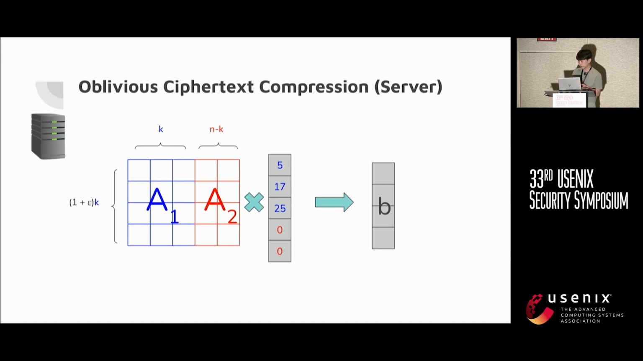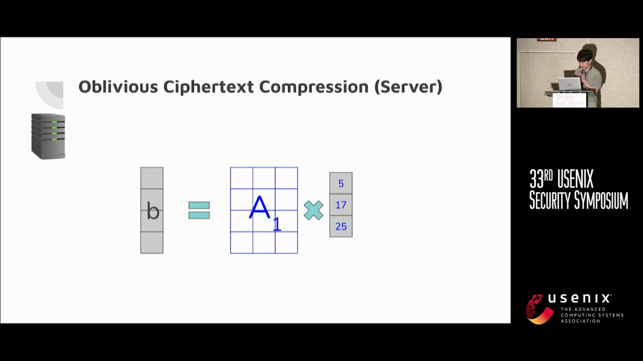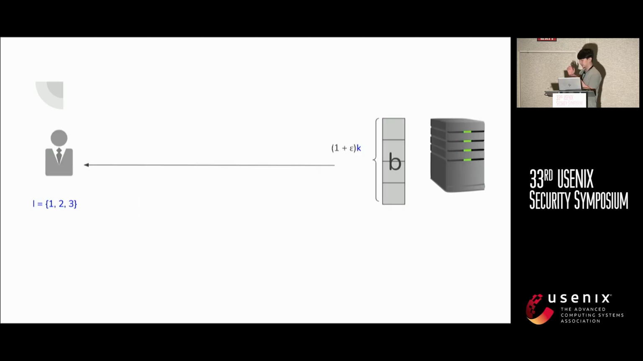If you carry out this block matrix multiplication, the zeros cancel out because the irrelevant entries are encrypted as 0. So the end result is A1 times the relevant entry blocks. This means that the encrypted vector B corresponds to A1 times the vector of relevant entries, which will turn out to be useful later. After the server computes this matrix-vector multiplication, it sends the vector B back to the client.